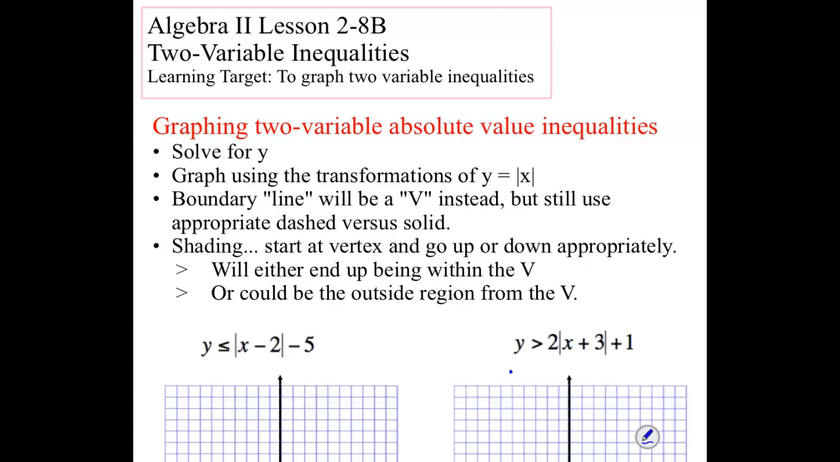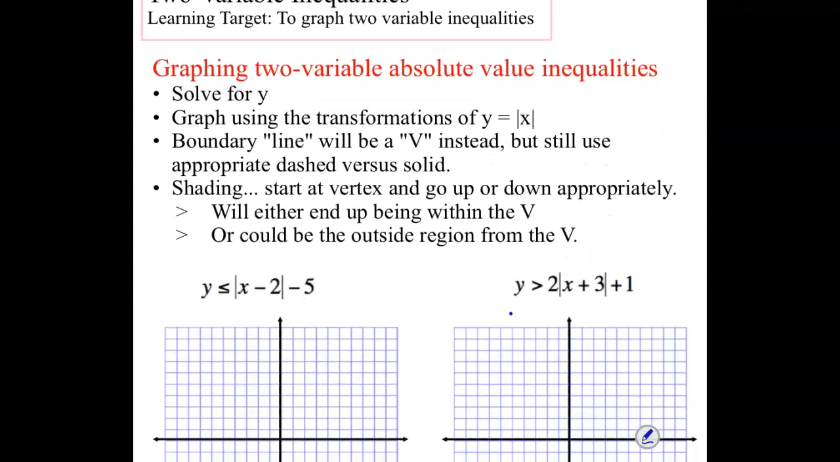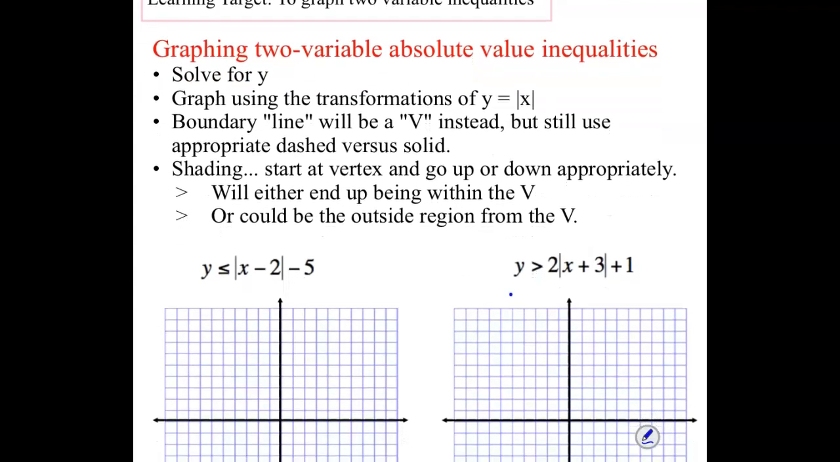Good morning. Today we are going to look at section 2.8, the second part of it. We are graphing two variable inequalities. Our target today is to graph two variable inequalities that are predominantly absolute values.